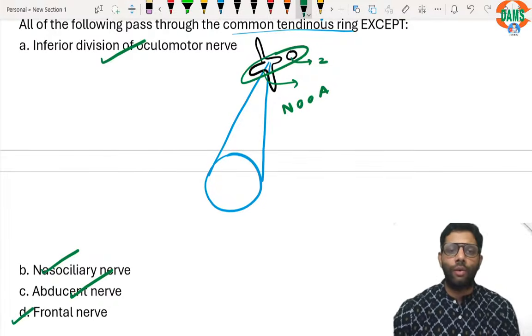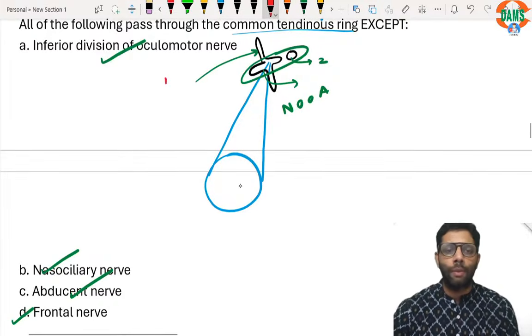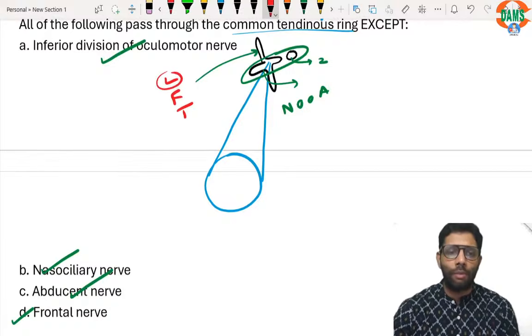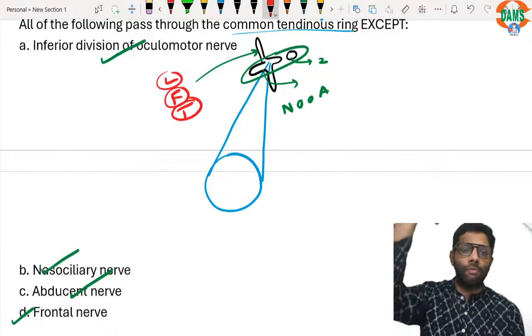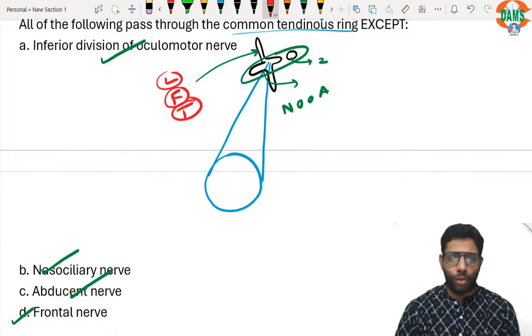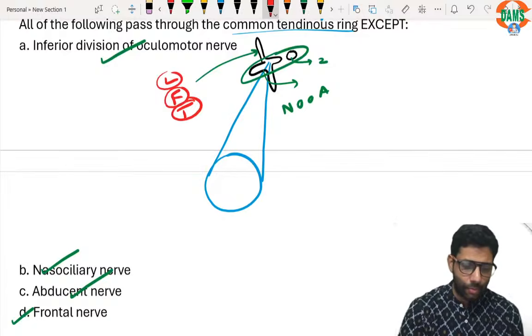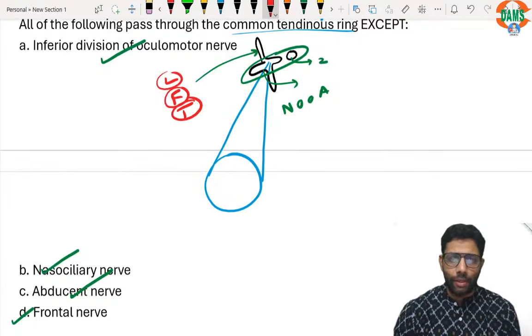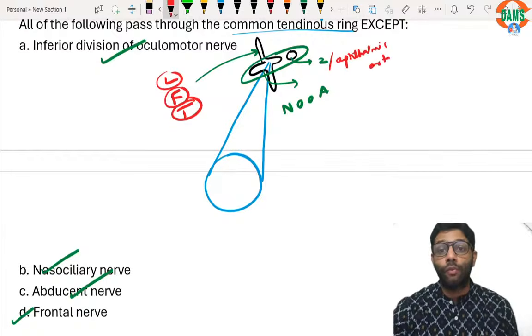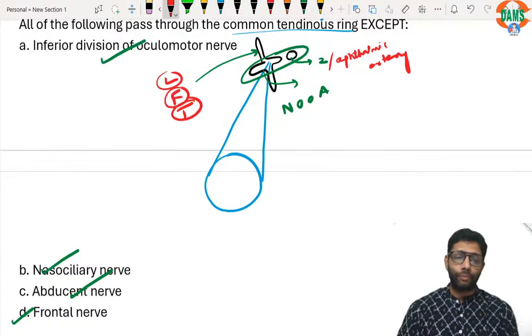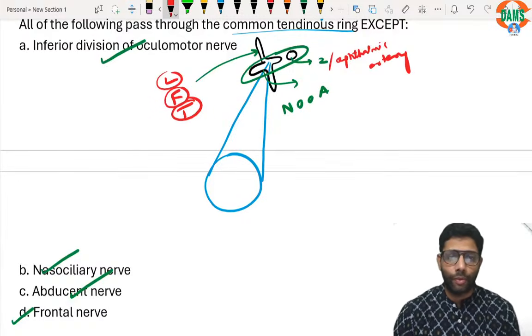So the answer is frontal. Why? Because frontal passes through the upper part. LFT: lacrimal, frontal and trochlear. The superior ophthalmic vein passes through the upper part, and the inferior ophthalmic vein through the lower part. Along with the second nerve, the ophthalmic artery also passes through the optic canal, along with sometimes postganglionic sympathetic nerves.